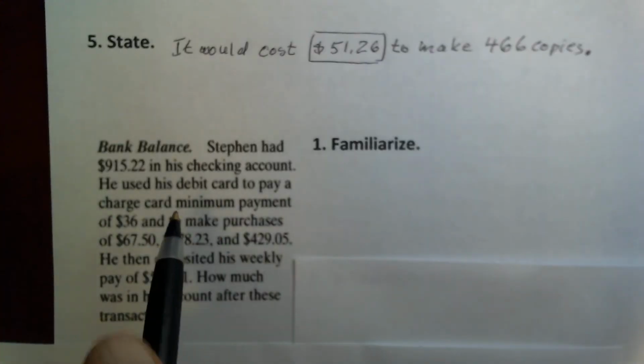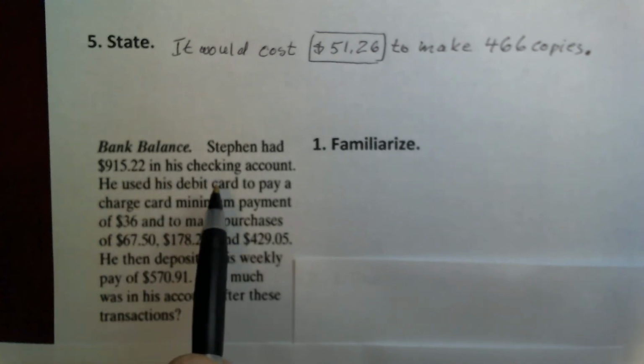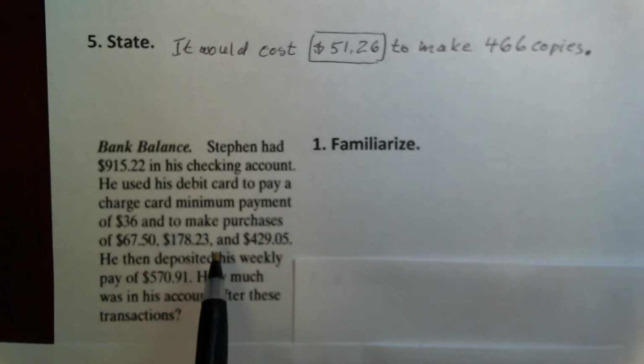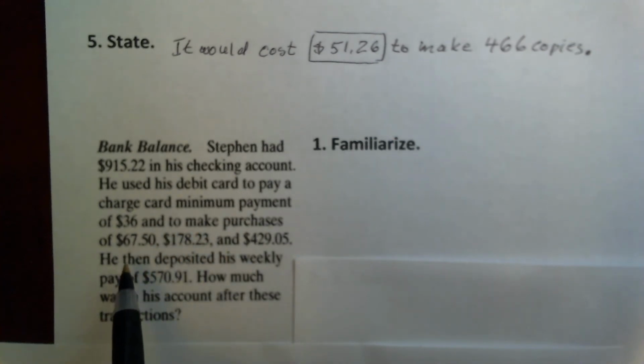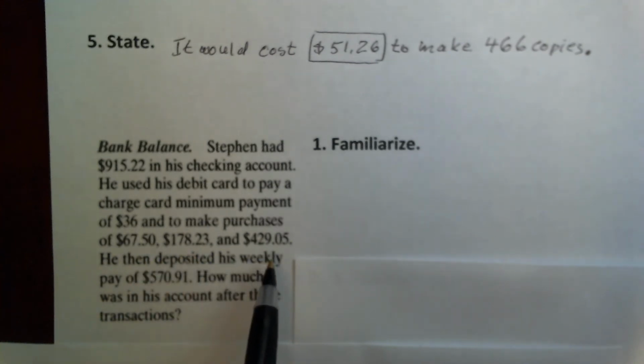The next example is about bank balance. Stephen had $915.22 in his checking account. He used his debit card to pay a charge card minimum of $36 and to make purchases of $67.50, $178.22, and $429.05. He then deposited his weekly pay of $570.91. How much was in his account after these transactions?